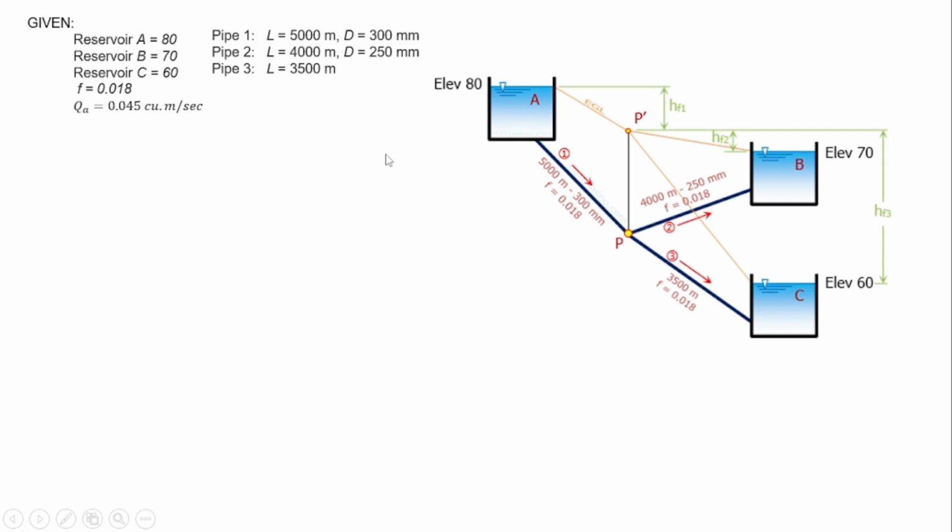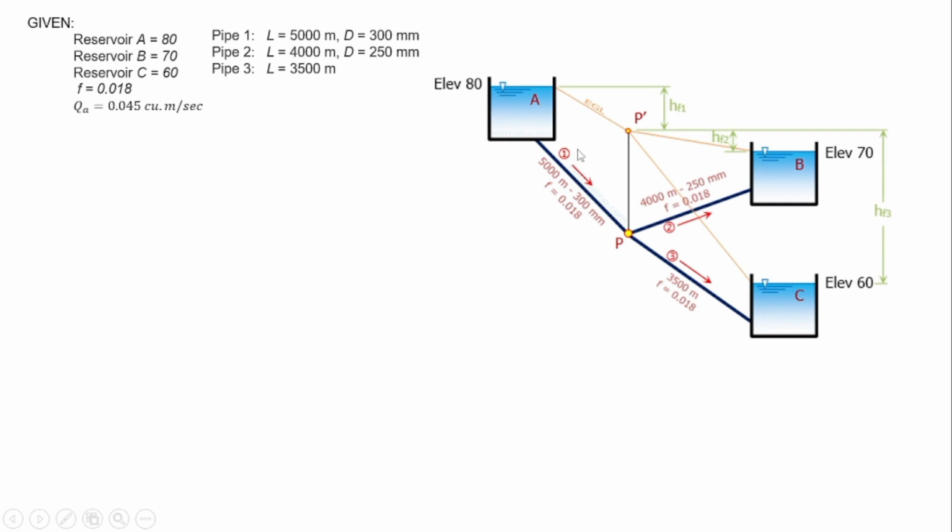First, we are going to list down what is given. Reservoir A elevation is 80 meters, reservoir B is 70 meters, and reservoir C is 60 meters. The friction factor for all pipes is 0.018, and the discharge from reservoir A is 0.045 cubic meter per second. The properties of the pipes are also listed down here.